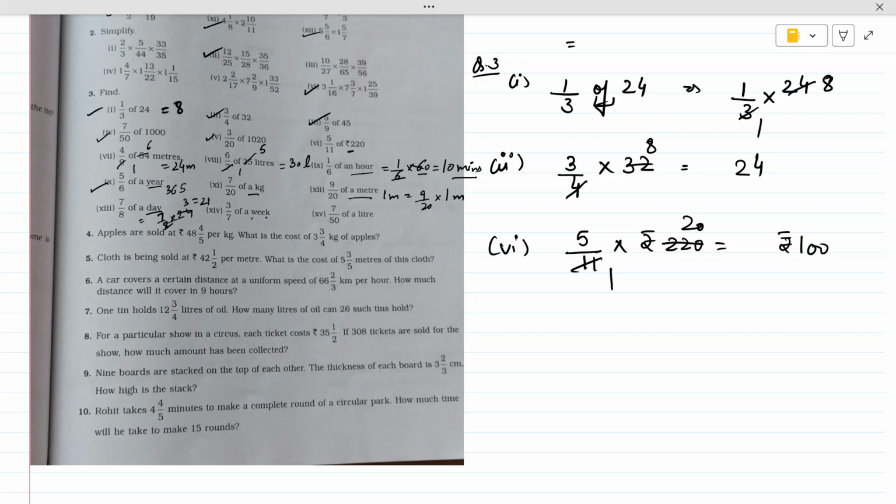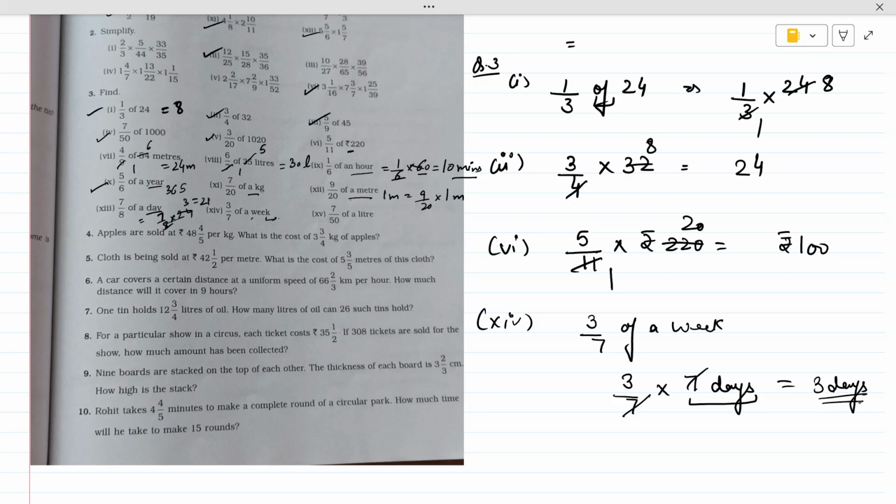Okay. 3 by 7 of a week. So a week can be reduced to days. See, I am writing it here. If we have 3 by 7 of a week, first we are converting: a week has 7 days. So instead of writing 1 week, I can write 7 days, but then we have to mention days in the answer. Then 7 is cancelled, and the answer is 3 days. 3 by 7 of a week is equal to 3 days.